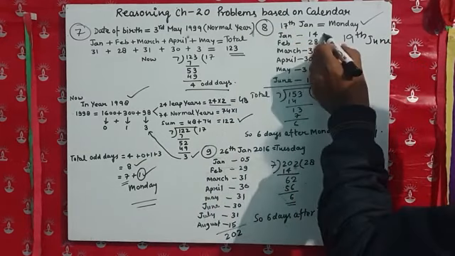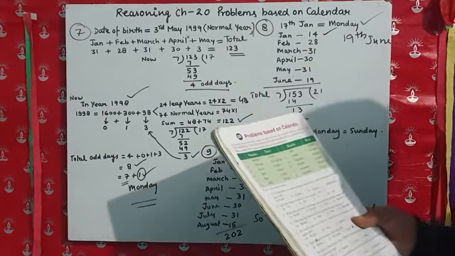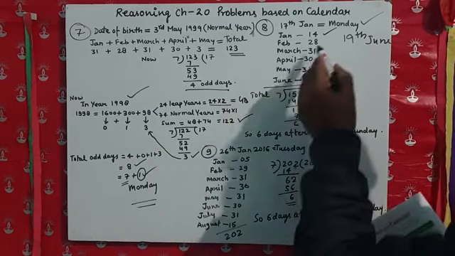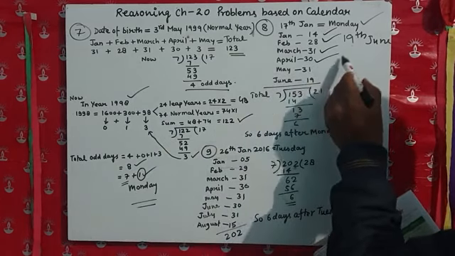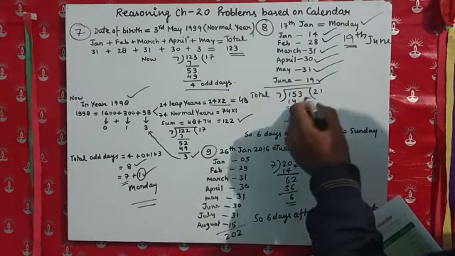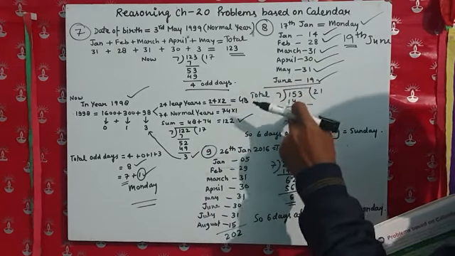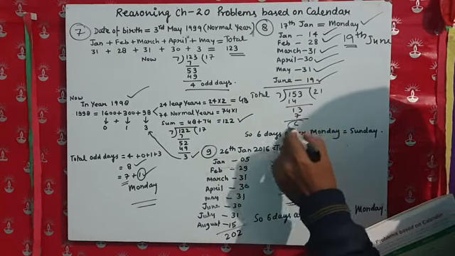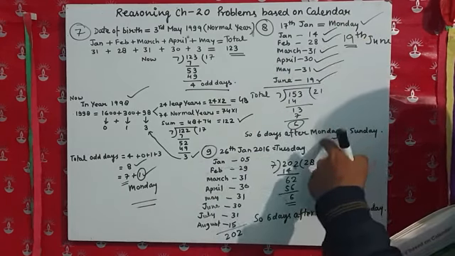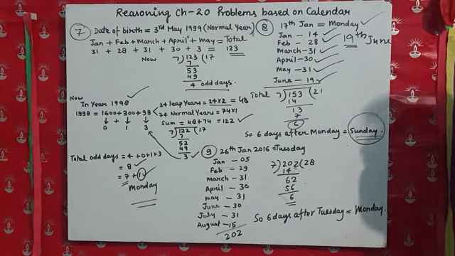So in Jan there are 14 days remaining, and Feb 28 because it is given in the question that we have to take February as 28 days. So 28 days, March 31, April 30, May 31, and in June 19th means 19 days. Total, it becomes 153. Now divide by 7: 7 times 21 is 147, so 6 is remaining here. That means we have to go 6 days after Monday. So 6 days after Monday becomes Sunday. So the answer will be Sunday.